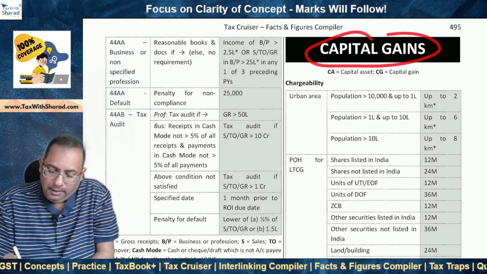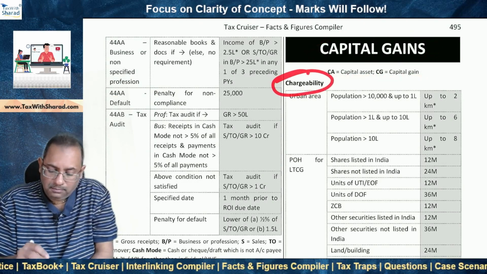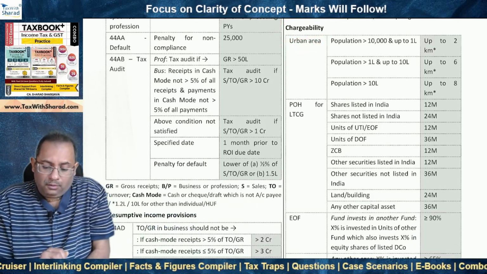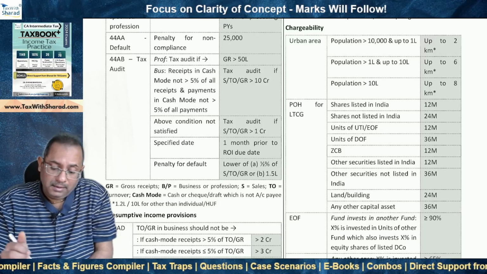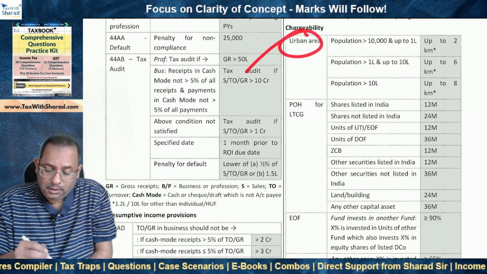Now we look at capital gains. CA is equal to capital asset, CG is equal to capital gain. We look at some points related to chargeability. What is urban area? Rural agricultural land in India is not a capital asset, so capital gain does not arise. Rural area means an area outside urban area. So what is urban area?